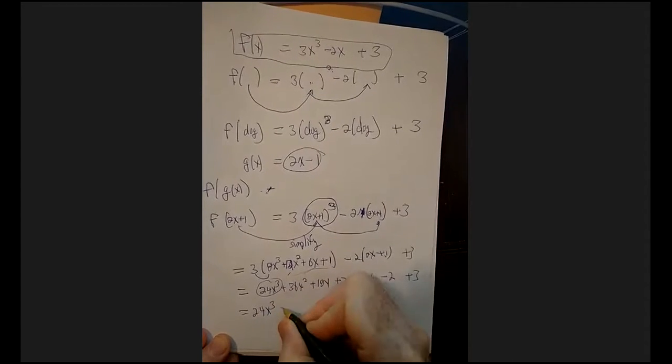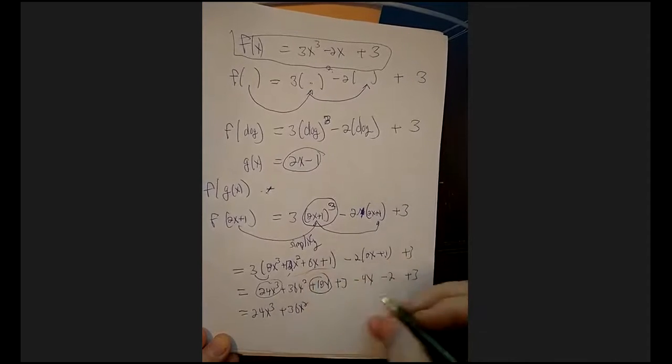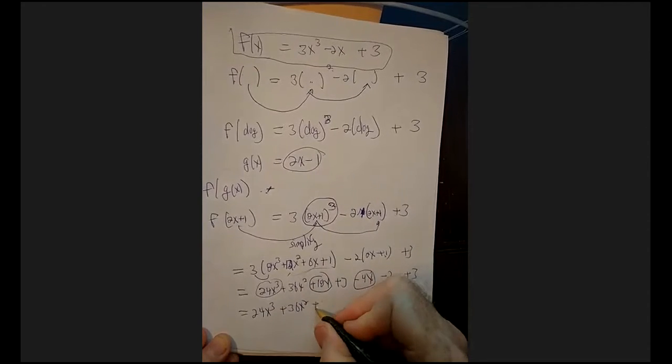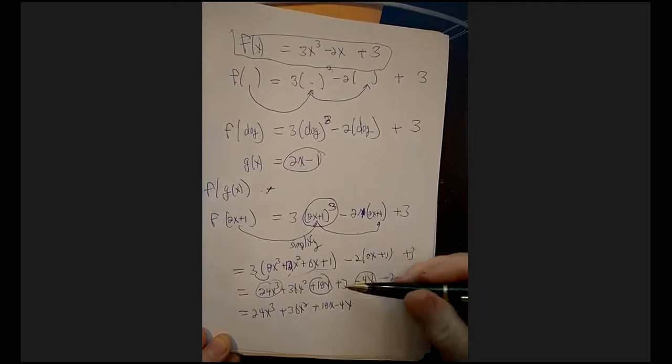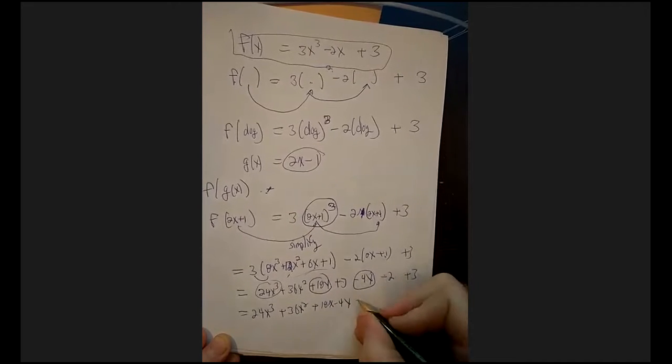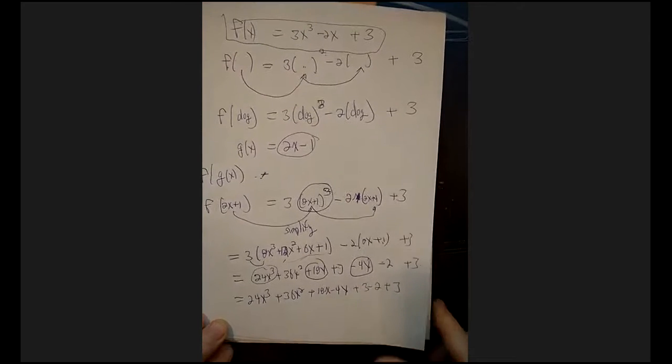There's only one square term. But I notice that I have a couple of x terms, 18x minus 4x. And then I have 3 constant terms here, 3 minus 2 plus 3. And so then what I would have to do is just simplify everything else.